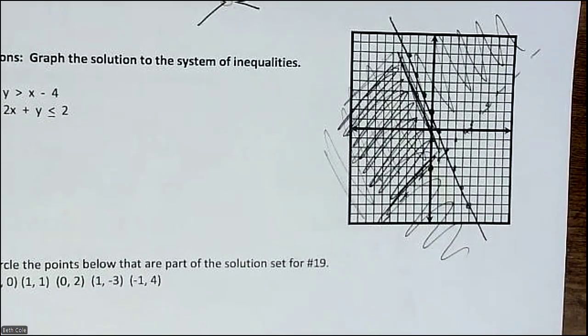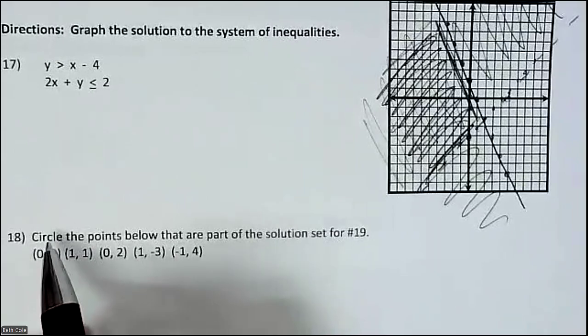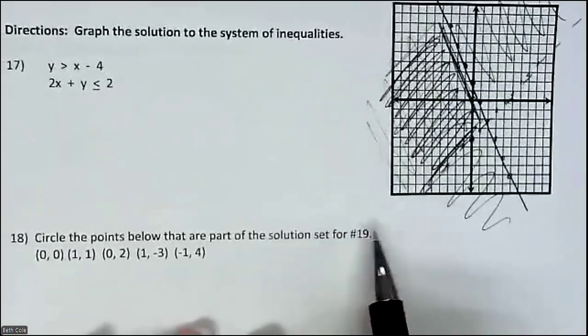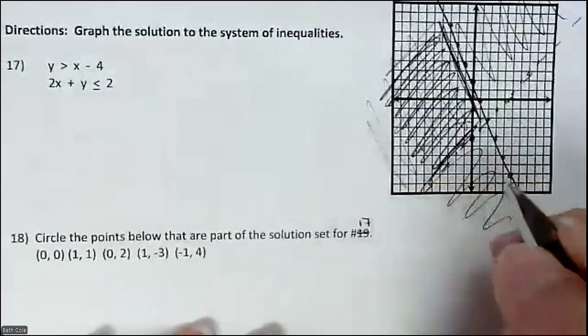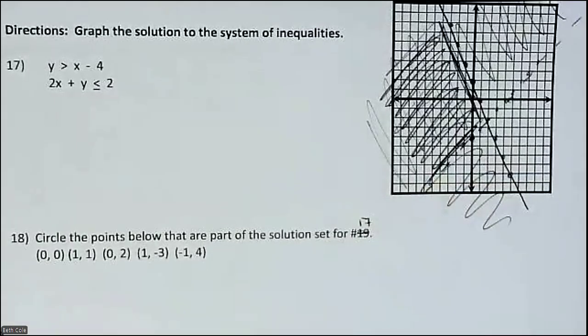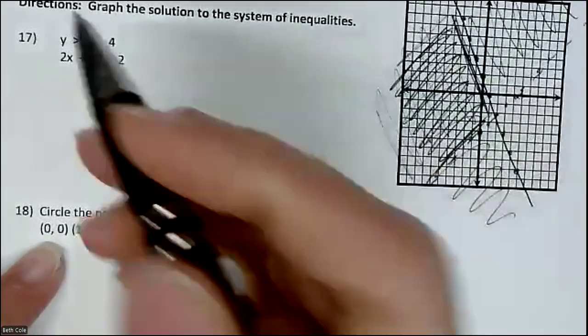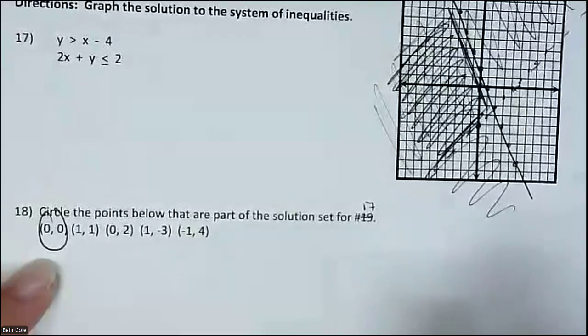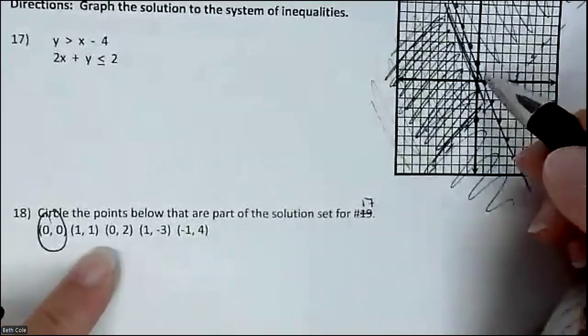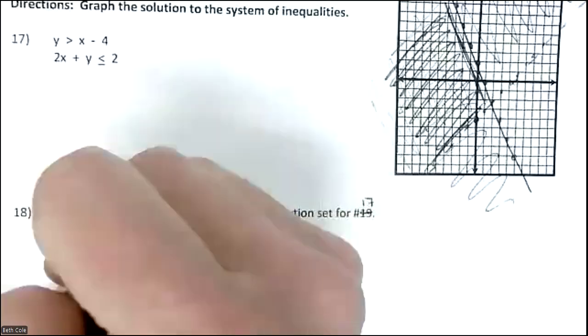Now, I mistyped this. The next one, it says circle the points that are part of the solution for 19. I meant 17, the one we just did. Okay, so we're going to circle all the points that are part of that extra overlap. So is 0, 0 in the answer? Yes, we want that one. How about 1, 1? No, it is outside of that.